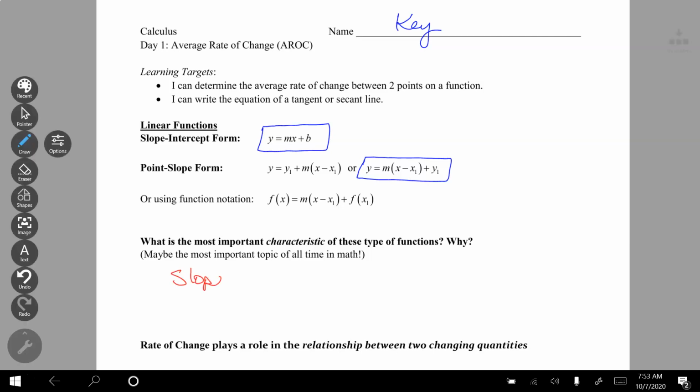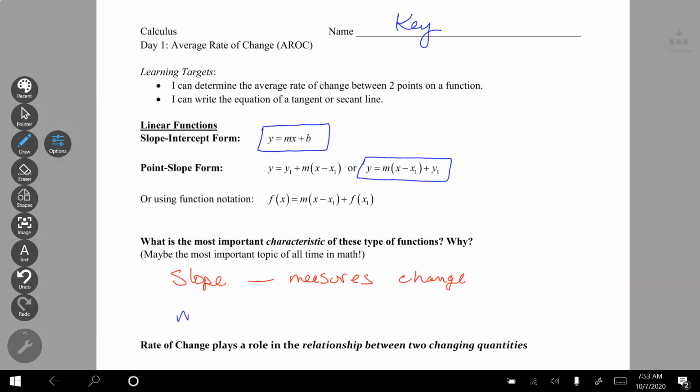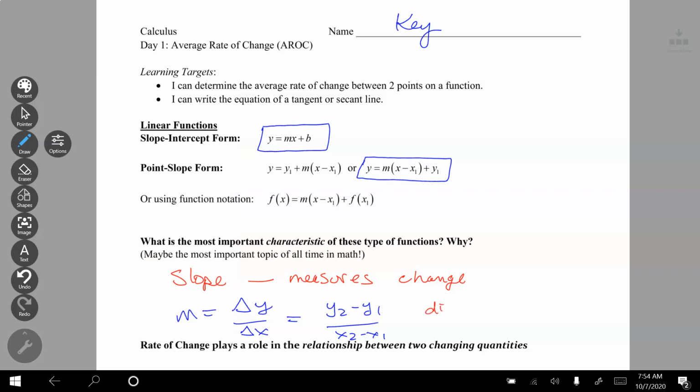Slope is number one. It measures change. And hopefully you remember the formula for slope. It is ingrained in your head. Change in y over change in x, change in output over change in input. y2 minus y1 over x2 minus x1. Or this very special word we call the difference quotient.